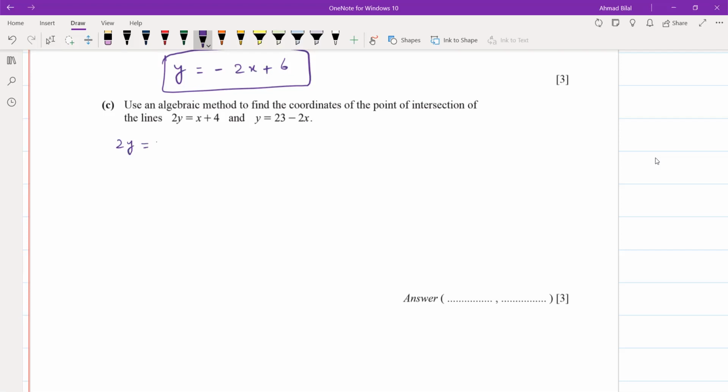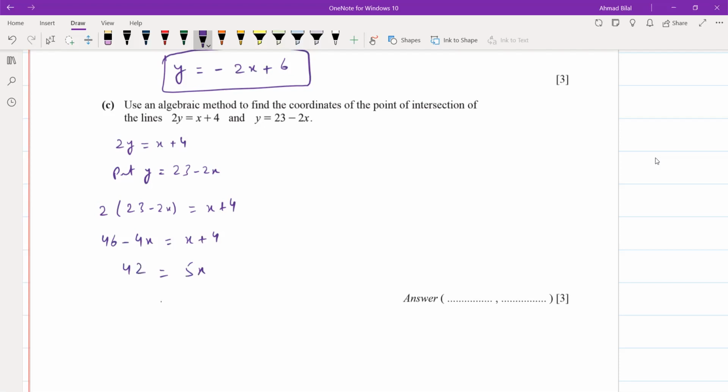Already उसने इस form में दिया हुआ है, तो हम क्या करते हैं? Let's just use substitution. 2y equals x plus 4. यहाँ पे input कर देते हैं. Put y equals 23 minus 2x. यहाँ पे क्या आएगा? 2 into 23 minus 2x. That's equal to x plus 4. And this gives us 46 minus 4x. That's equal to x plus 4. And then 5x is equal to 46 minus 4.